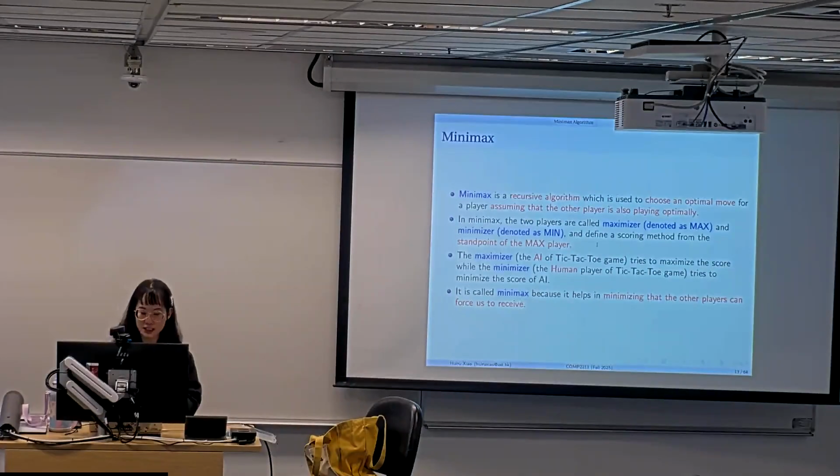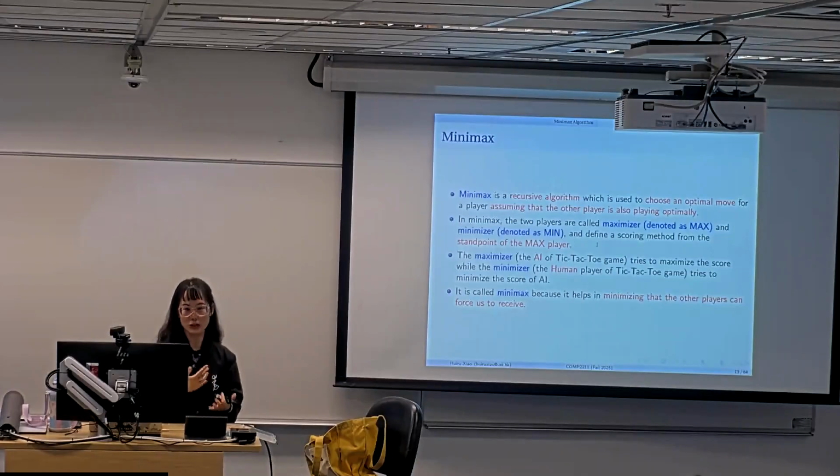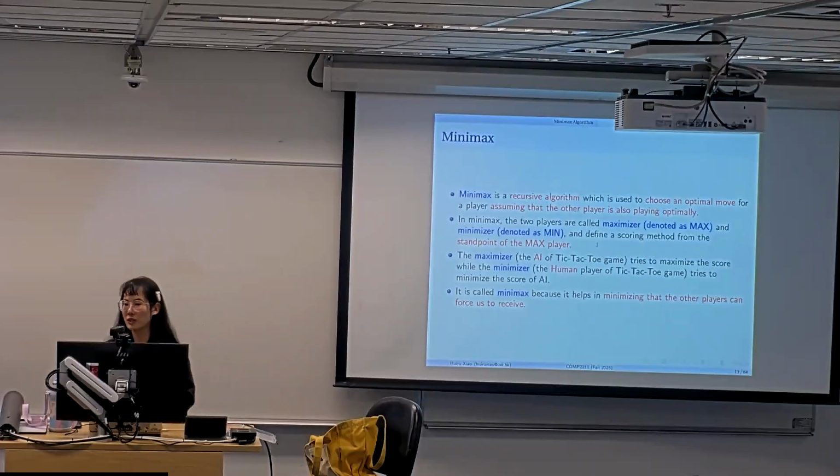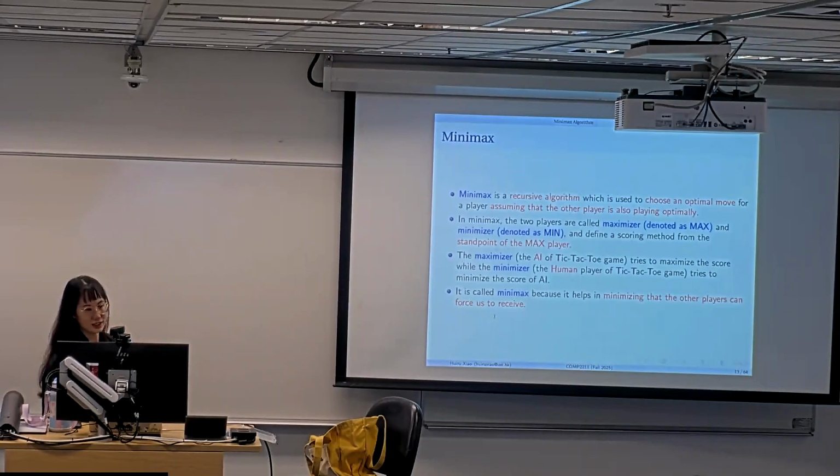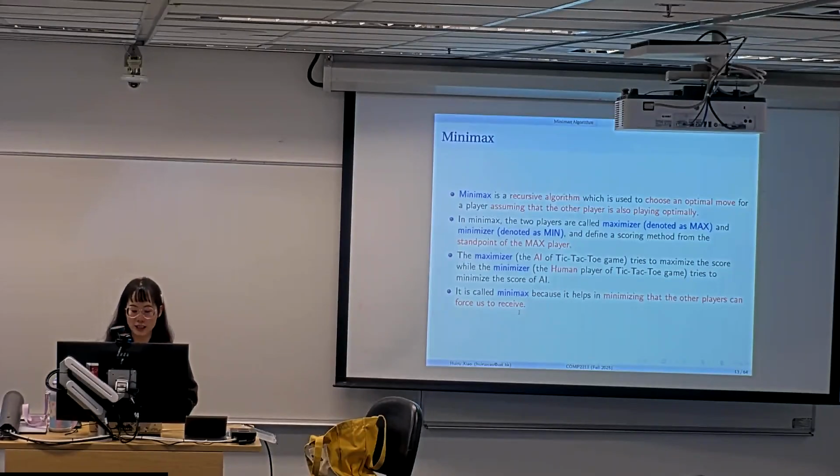Of course, this is just one of the possibilities, used to illustrate, but it also applies if you reverse the two players. For example, you can also imagine that the human is the maximizer and the AI is the minimizer. It doesn't matter. And this algorithm is called Minimax because it helps in minimizing what the other player can force us to receive.